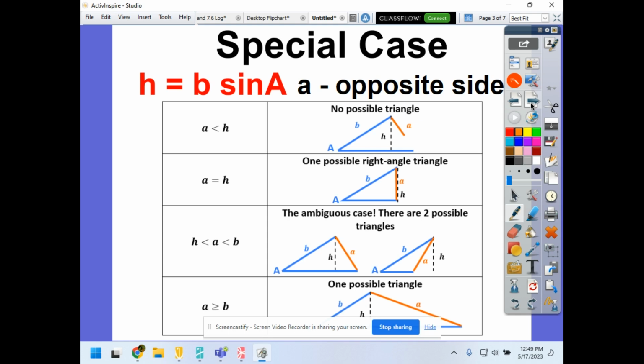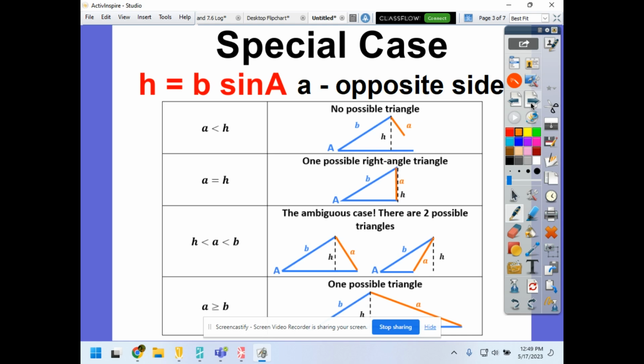So here's the chart. If a is less than the height, then we believe that there's no possible triangle. If the height and the opposite side are equal, then we form one triangle, and that will be a right triangle. If a is between the height and the second side b, then there will be the ambiguous case. There are two possible triangles. And if a is greater than or equal to b, then we can say that we have only one possible triangle.